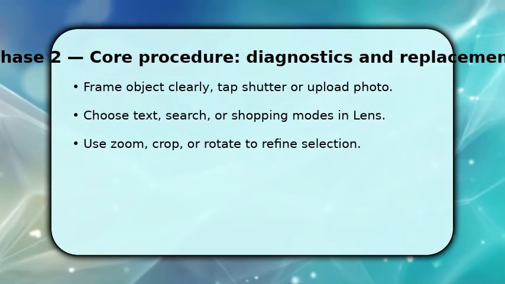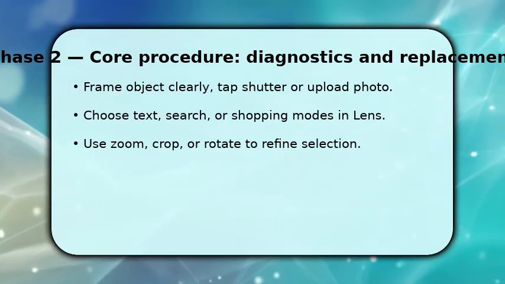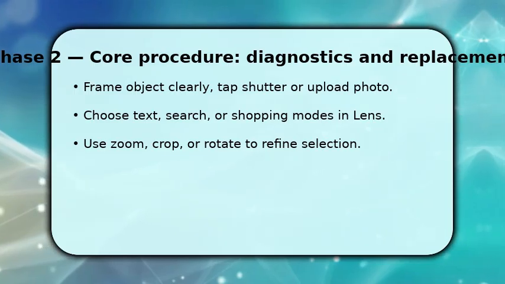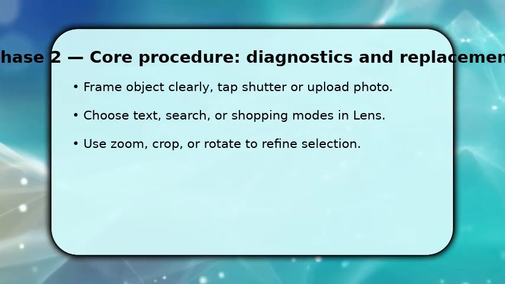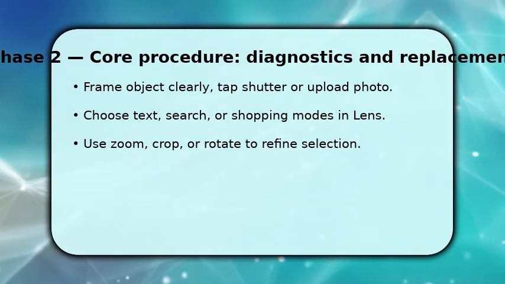You now capture or upload. Frame the item, tap the shutter, or choose an existing photo to start analysis. Once the image loads, select the lens mode: text to copy, search for visual matches, or shopping to find product links, because each mode changes results.